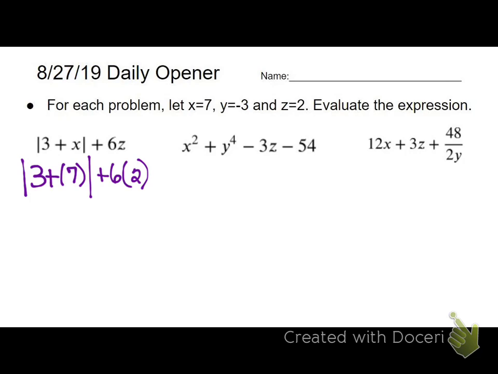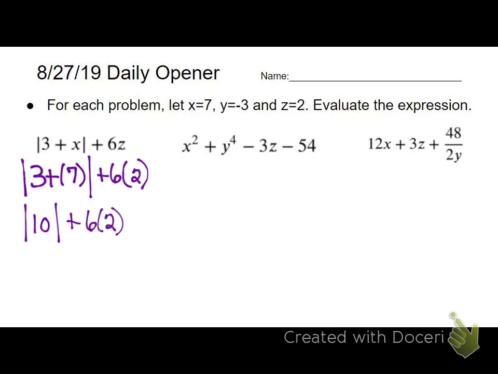So order of operations is PEMDAS. P, we do what's in the groupings first, the grouping symbols or the parentheses. Well, my grouping symbols here are going to be the absolute value symbols. So I'm going to start within those absolute value symbols first and solve. So what does that get me? Yeah, I take 3 plus 7. I get the absolute value of 10 plus 6 times 2.